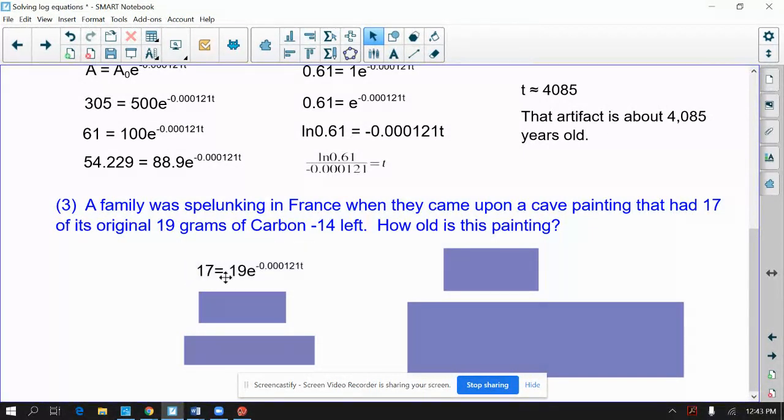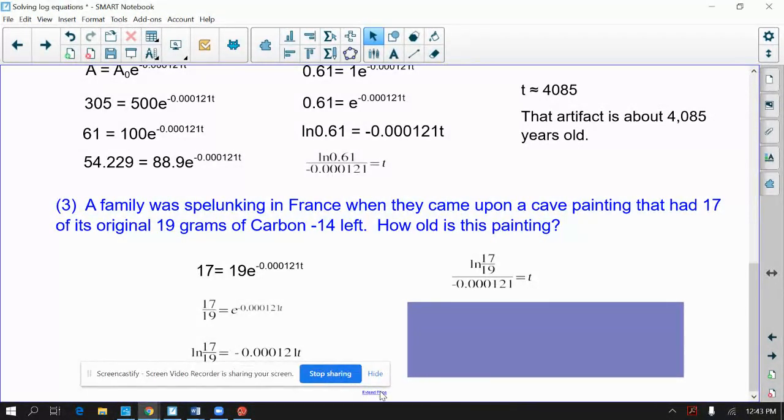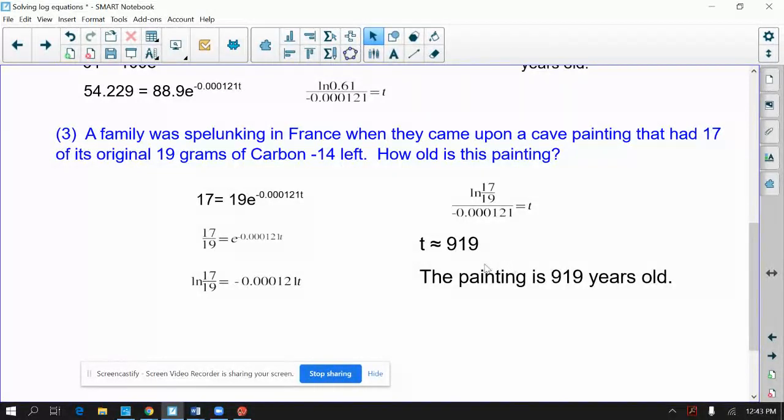Set it up. The initial amount goes here. What's left over becomes here. Divide by 19 to solve, and now convert. The natural log of 17 over 19 equals this. Divide, and you are done. The natural log divided by this is t. But of course, we should simplify because we want to communicate to people. This isn't going to help anybody. Put this in your calculator, and that will equal about 919. So that painting is pretty darn old, 919 years old.